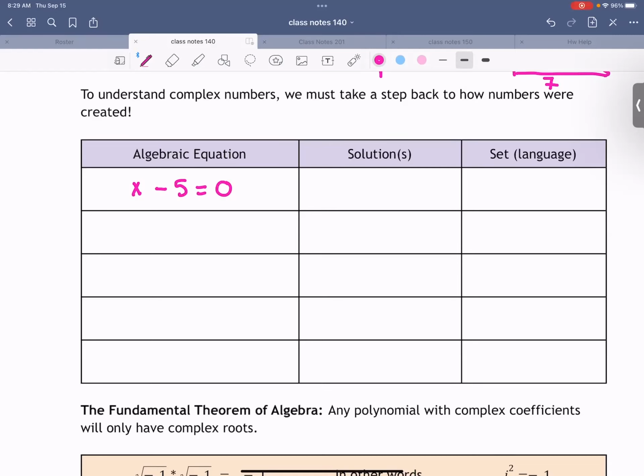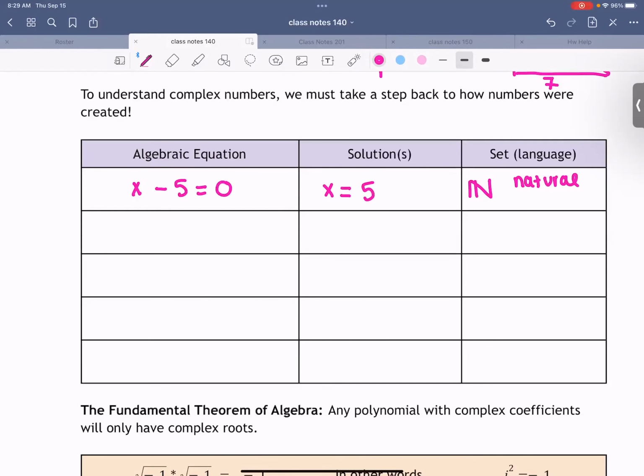What's my solution to that? X equals 5, right? Okay. And we're still in the realm of the counting numbers, right? 5, we can count to 5. And this is an example of the very beginning of how numbers were formed. This is an example of a natural number.